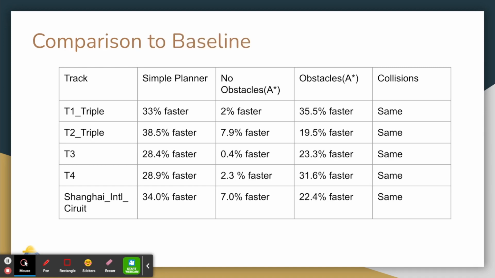And then here you can see our comparison versus the baseline. So we're pretty happy with these results. We were able to pass the baseline with our simple planner by a pretty big margin, and then also pass it, albeit by much less, with our A-star algorithm. And then when you add obstacles in, we are able to pass the baseline by quite a bit with our A-star algorithm. And then we have the same amount of collisions.